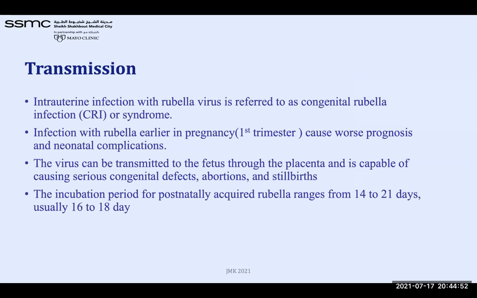The transmitted infection with rubella virus is referred to as congenital rubella infection, or CRI. Infection with rubella earlier in pregnancy, like the first trimester, has a worse prognosis. So if the baby gets it in the first trimester, the chances of death are very, very high. The virus can be transmitted to the fetus through the placenta, as we all know, and the incubation period is about 14 to 21 days, usually 16 to 18 days.